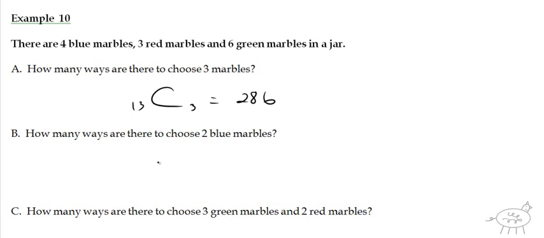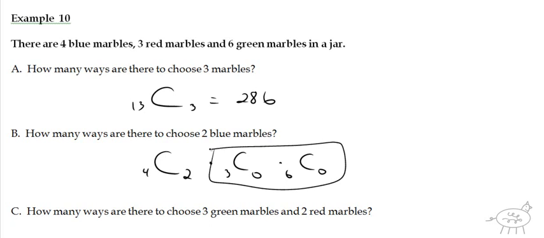How many ways are there to choose 2 blue marbles? Well, I have 4, and I'm choosing 2 of them. Now this is optional because I have 3 reds and I'm choosing 0 of those, and 6 greens and I'm choosing 0 of those. The reason this is optional is because each of those equal 1. All right, anything C0 equals 1. Anyway, so 4C2 is 6. 6 times 1 is 6.